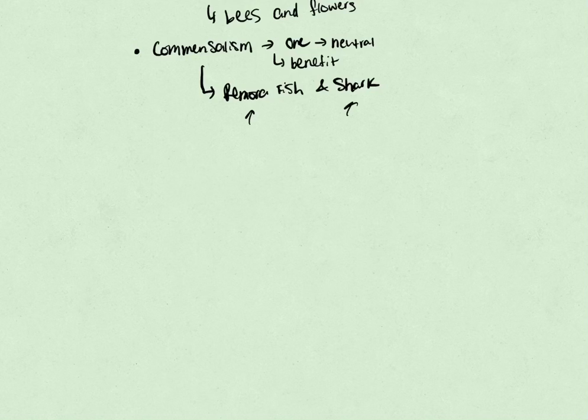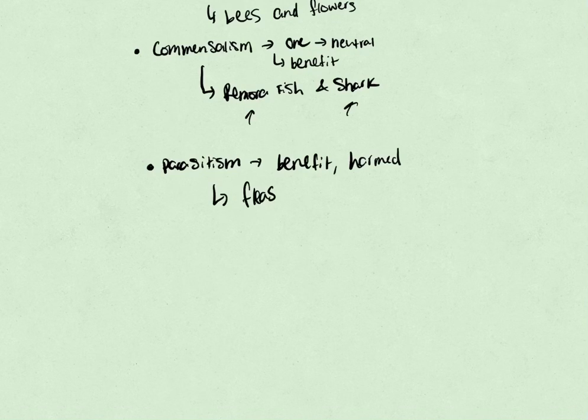Lastly, we have parasitism. Parasitism is when one is at benefit and the other one is harmed. Most of the time, the other organism is not harmed enough to be killed, but it is significantly harmed. And one such example would be fleas and dogs. Fleas are considered the parasite in this case because they feed off of the dog's blood, and they are harming the dog. So in this case, that would be a parasitic relationship.